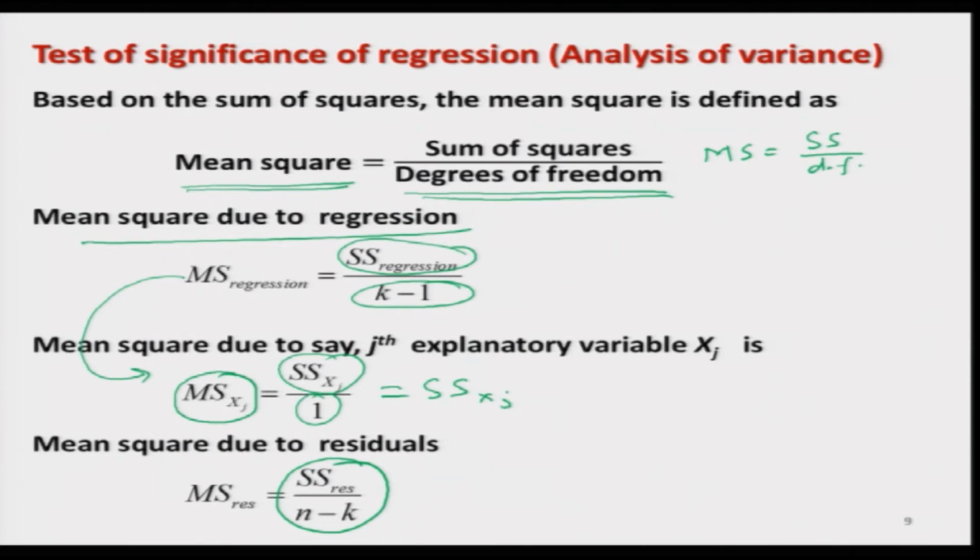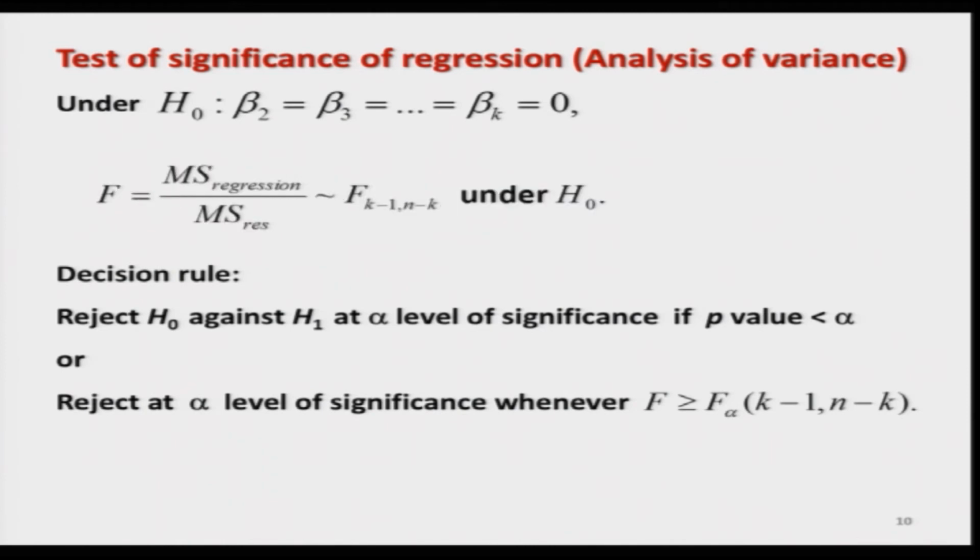Okay. Now we define the test statistic for testing the null hypothesis under analysis of variance, which is H naught: beta 2 equal to beta 3 equal to ... equal to beta k equal to 0. The test statistic is defined as the ratio of the mean square due to regression and the mean square due to residuals, and this is indicated by F, which follows an F distribution with k minus 1 and n minus k degrees of freedom when H naught is true, that is, under H naught.